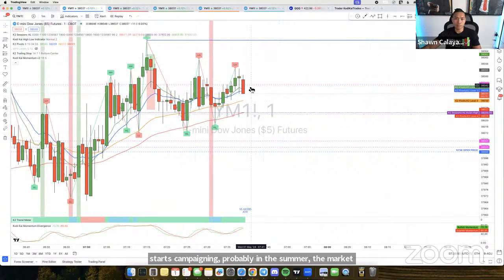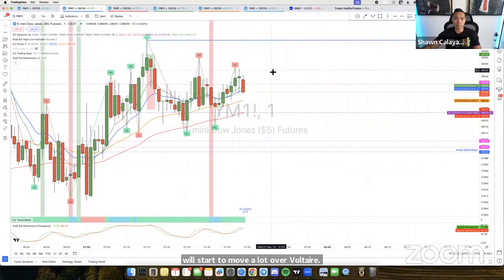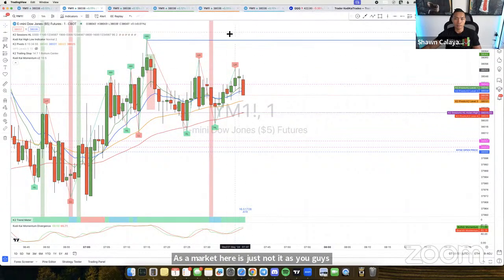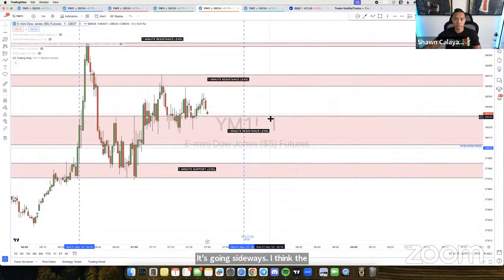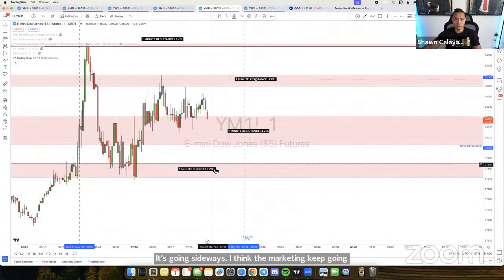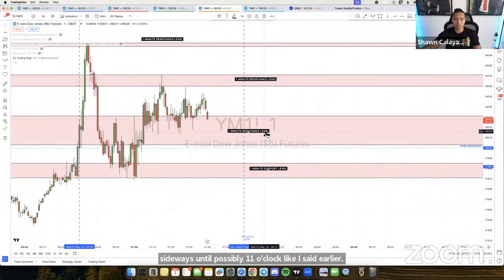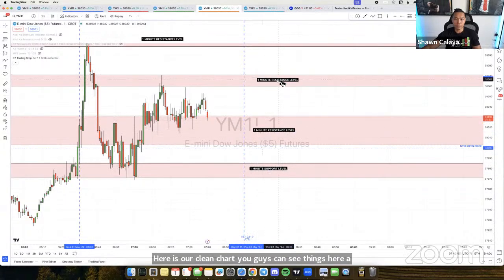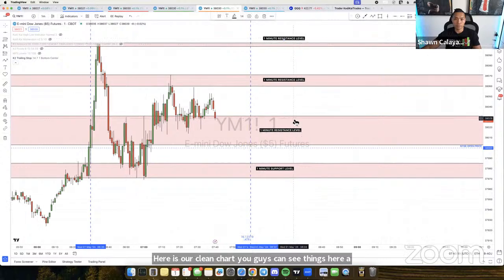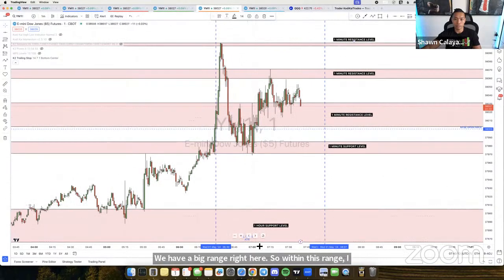Because the market here is just not it. As you guys can see, it's not really doing much here. It's going sideways. I think the market's going to keep going sideways until possibly 11 o'clock, like I said earlier. Here is our clean chart. You guys can see things here a lot cleaner. We have a big range right here. So within this range, I think this is probably going to be the range until 11 o'clock.